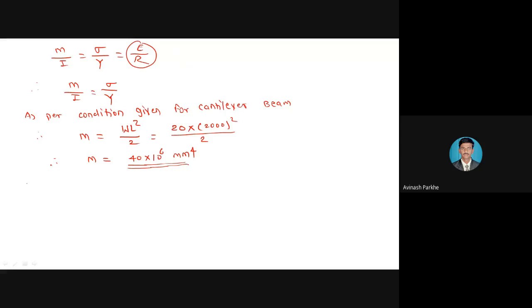How M is calculated. Then a rectangular section is given. Therefore, once again, capital I is equal to BD cube by 12. So value of B 150, value of D 300, cube divided by 12. Yes. After calculation of M as the bending moment, calculate the moment of inertia for the rectangular section.